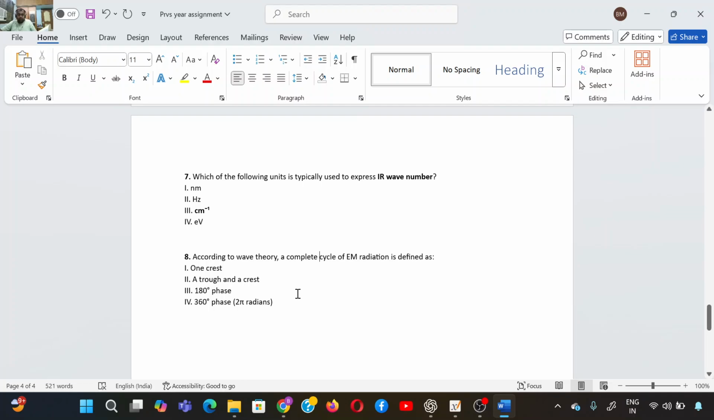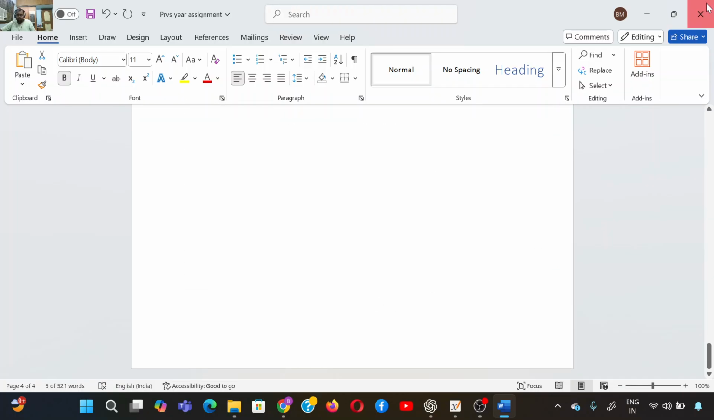According to wave theory, a complete cycle of EM radiation is defined as 360-degree phase. Now, easy. It moves from 0 to 180 and then the other direction, like a sine wave. So, 0 to 2 pi radians. Okay, so I'll anyway upload this.